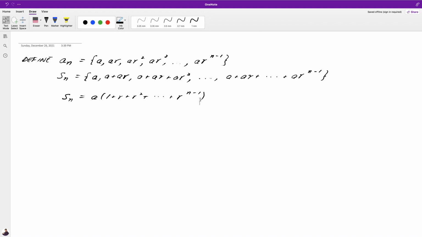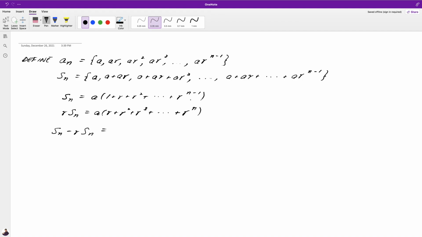Okay, well, to try to find a generalized formula, let's just go ahead and multiply both sides by r and see what we get. So r S sub n equals all of this times r. Well, that's simply going to be a times r plus r squared plus r cubed plus all the way to r to the n. Essentially, every value here gets multiplied by r.